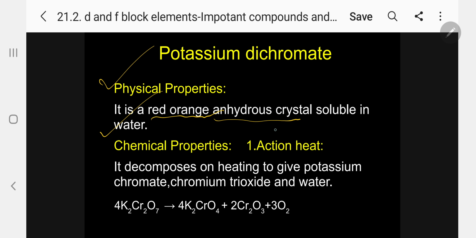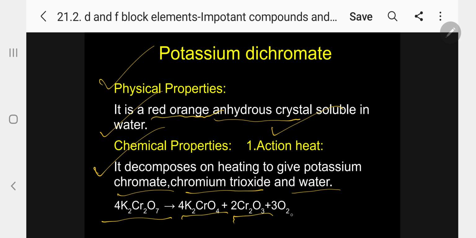Chemical properties. Let me discuss first the action of heat. It decomposes on heating to give potassium chromate, chromium trioxide and oxygen. So by heating 4 moles of potassium dichromate, I can get 4 moles of potassium chromate, 2 moles of chromium trioxide and oxygen. So if you want to prepare chromium trioxide, I can use potassium dichromate. If I want potassium chromate, again I can take potassium dichromate.